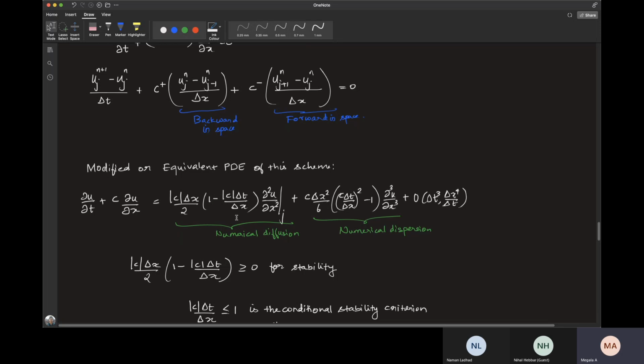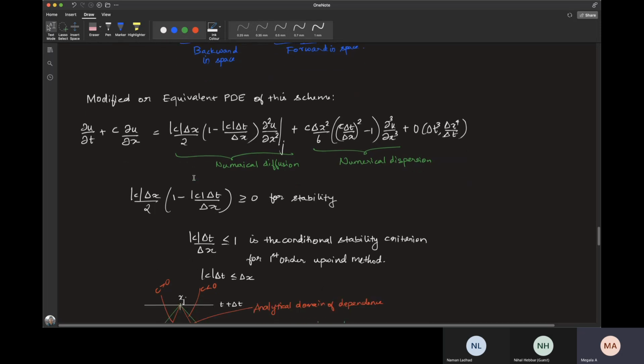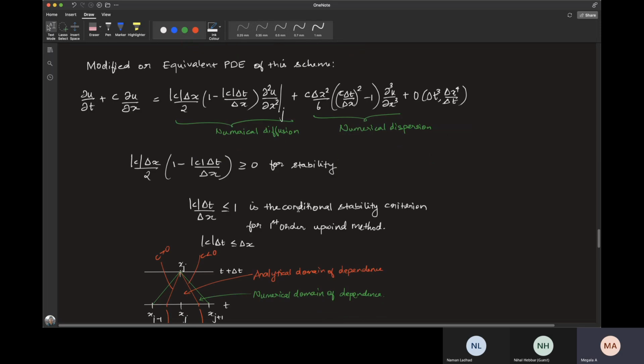So this is our numerical diffusion. For stability, we require this diffusion coefficient to be positive. This part is our diffusion coefficient, mod C delta x by 2 into 1 minus mod C delta t by delta x. So we want this quantity to always be greater than or equal to 0, to ensure stability.